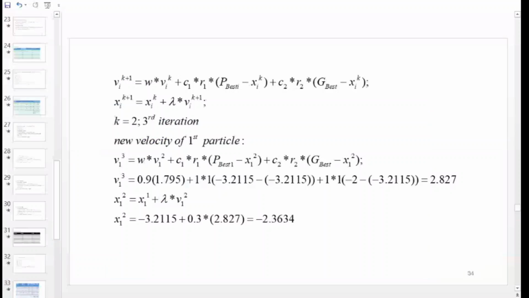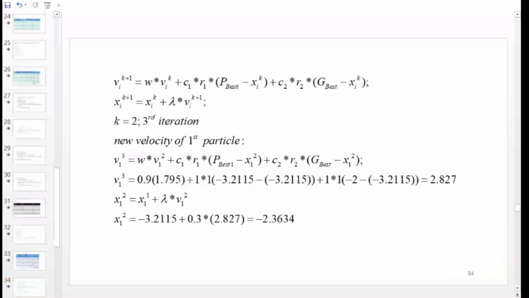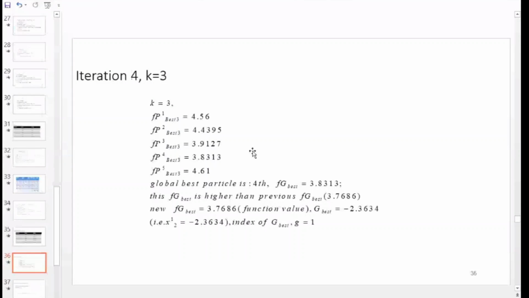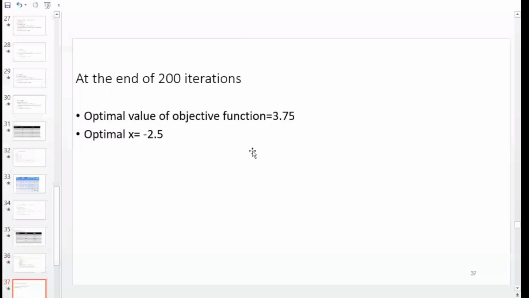Again I have listed some calculations for iteration numbers 3, 4, etc. And ultimately at the end of 200 iterations, you will obtain the g-best value as minus 2.5 and the corresponding f of x value as 3.75.